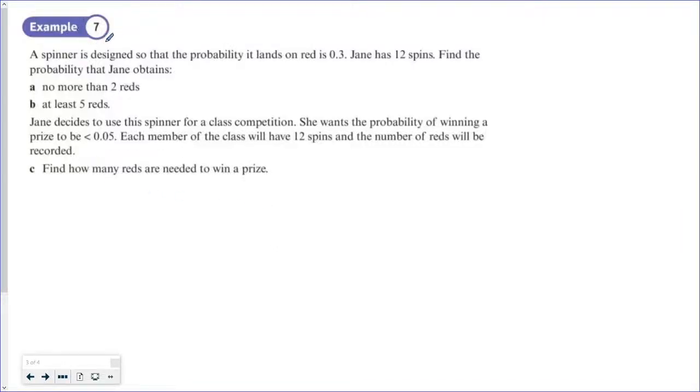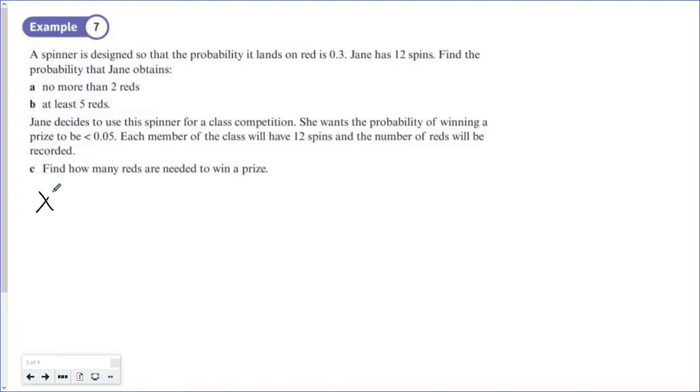This is the version of example 7 if you've got a black and white calculator or a coloured calculator which hasn't been updated. So you need to be able to apply what you learnt in the previous video to a real life given situation. So here a spinner is designed so that the probability that it lands on red is 0.3. And Jane spins the spinner 12 times and she wants to find these probabilities.